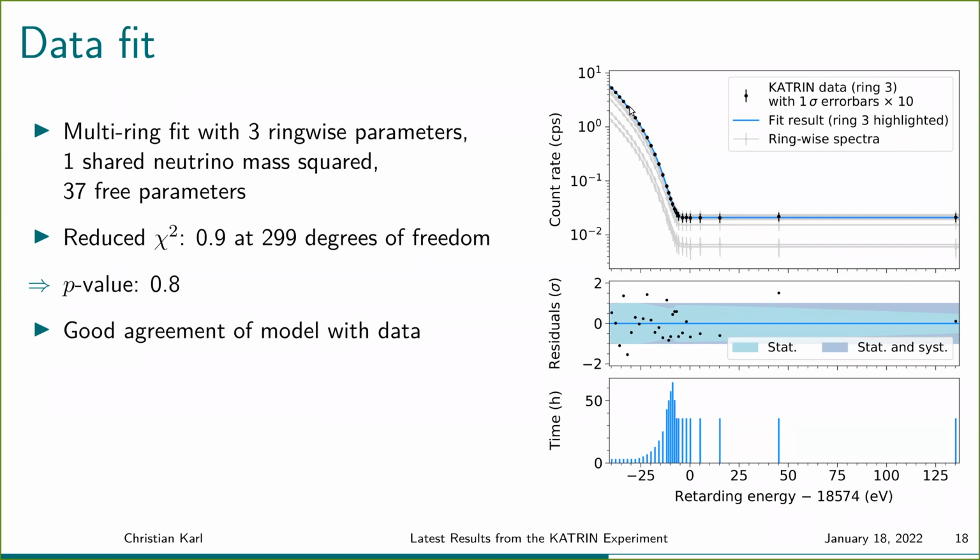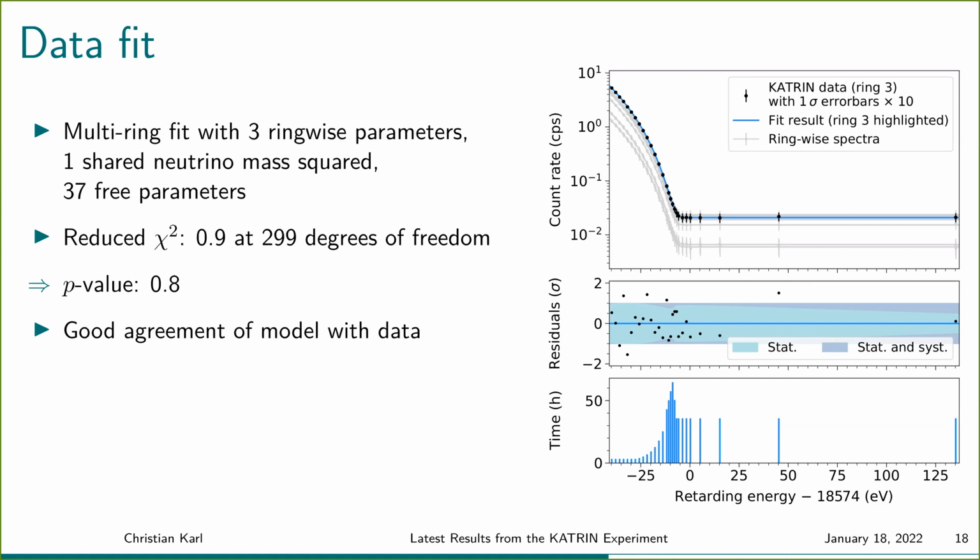And in gray, you can see all the fits to all of the other rings, the residuals, and how we distributed our measurement time. Putting all of this together, we achieve a reduced chi-square of 0.9 at 299 degrees of freedom, which corresponds to a p-value of 0.8, showing excellent agreement of the model with our data.